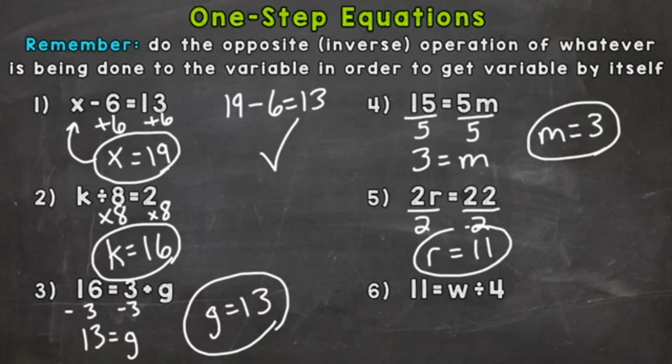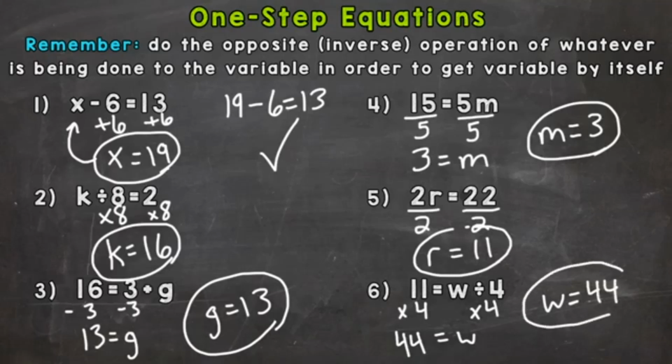Number 6, 11 equals w divided by 4. So we're dividing by 4. The opposite would be multiplying by 4. So let's multiply by 4 to get w by itself, and then whatever we do to one side we need to do to the other in order to keep everything balanced. So we end up with an answer of 44 for the value of w. So w equals 44. And let's double check. 44 divided by 4 does equal 11, so we're good to go with number 6.